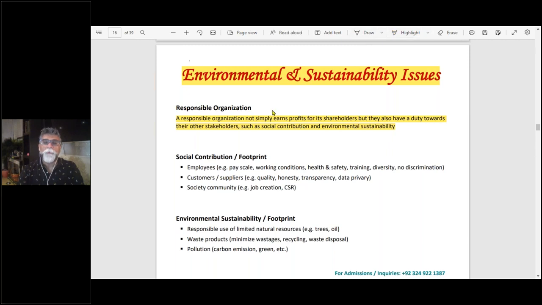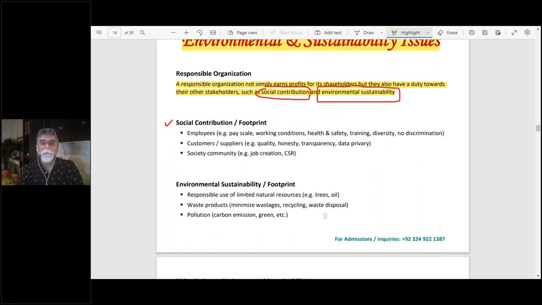There are two important words here: social contribution, which a nice organization makes, and environmental sustainability. So what do I mean by social contribution? Employees, customers, suppliers, society. These are the things an organization focuses on improving. A good organization will always take care of its employees. You know that every country has a minimum wage concept, right? A good organization will give extra wage. They will not stick to the minimum wage.